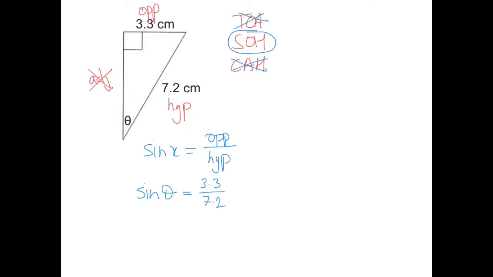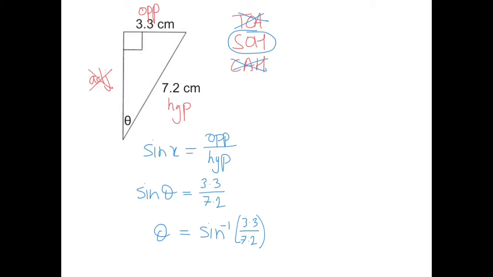Now this is where the process changes, because we know that the sine of theta is equal to 3.3 divided by 7.2. I want to find out what theta is. To do that, I need to do the reverse procedure of sine on the right-hand side. We call that the inverse sine. The way we write it is sine to the minus 1 of 3.3 divided by 7.2. Whatever's on the right-hand side, we do the inverse sine of it.